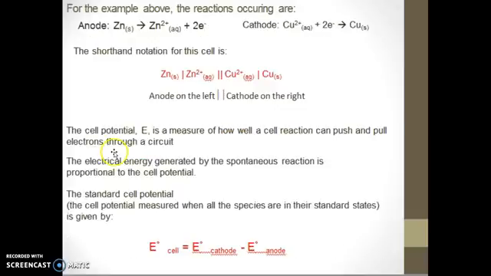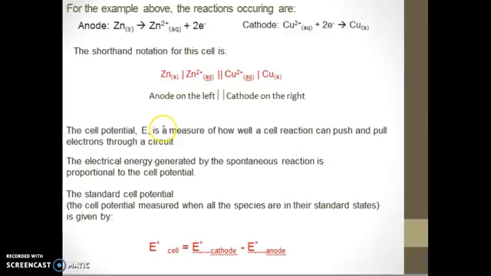Now, how will you represent the cell reactions? At the anode, zinc gives rise to Zn2+ plus 2 electrons. At cathode, Cu2+ plus 2 electrons give rise to copper. The short notation for this cell is zinc dipped in zinc sulfate solution, separated by a salt bridge, from Cu2+ and copper. So anode on the left, cathode on the right. These are the signs and notations followed in the IUPAC.